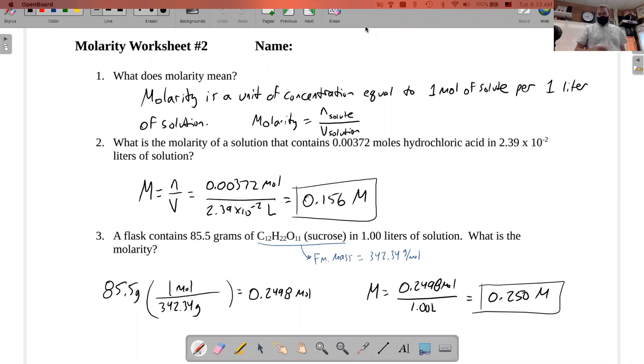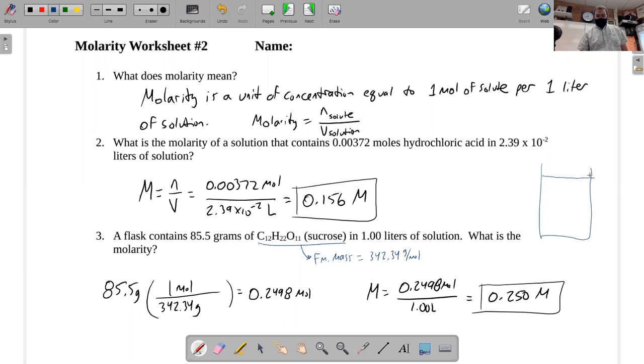One thing I want to note is this is the volume of the total solution. Sometimes, if you very carefully measure out exactly 1 liter of water and put a whole bunch of sugar in it, the total volume may go up. It may end up being greater than a liter. So when it says 1 liter of solution, that means that the total solution volume is actually a liter.